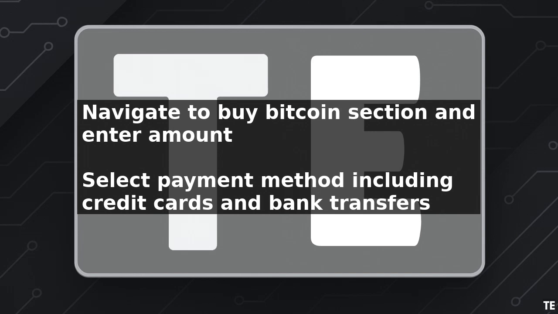After selecting your payment method, you will be prompted to enter your payment details. Make sure to review the transaction details carefully before confirming the purchase. The Bitcoin will be credited to your Zengo wallet instantly after the payment is processed.